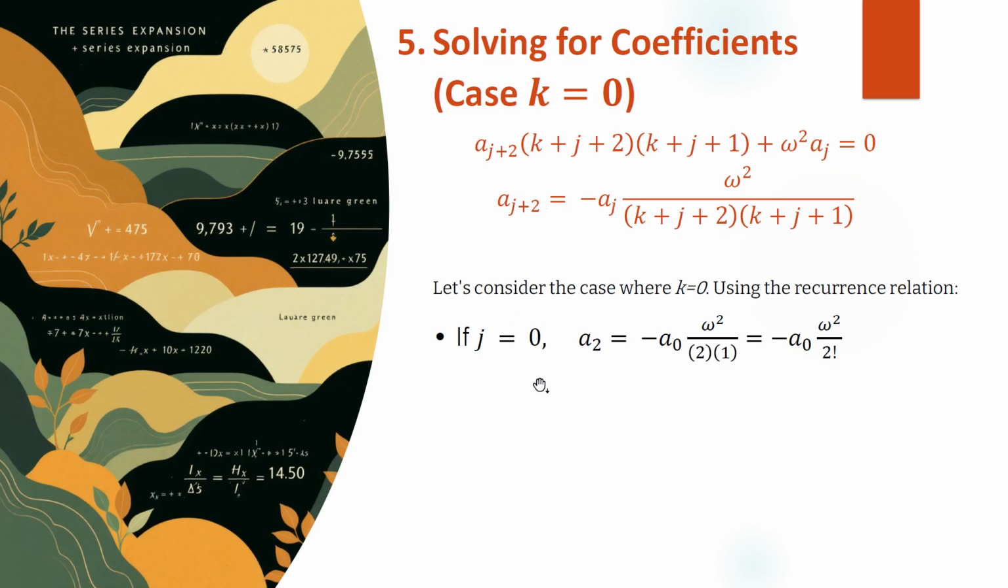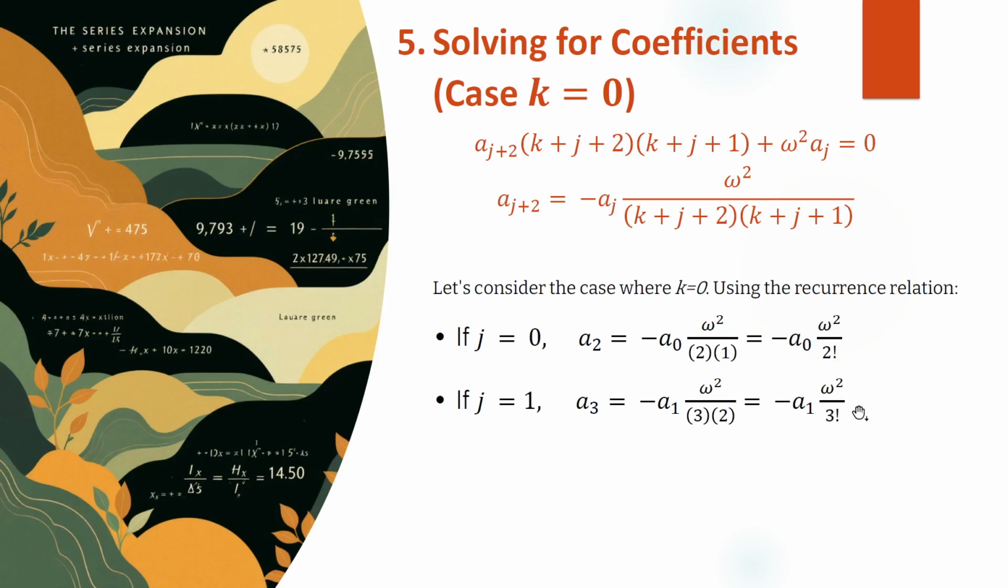So if j is equal to 0, we notice that this becomes a2 is equal to negative a0 omega squared over k plus 0 plus 2, so that's 0 plus 2, that's 2, times 0 plus 0 plus 1, so that's 1. So for j is equal to 0 and k is equal to 0, we have negative a sub 0 omega squared over 2 factorial.